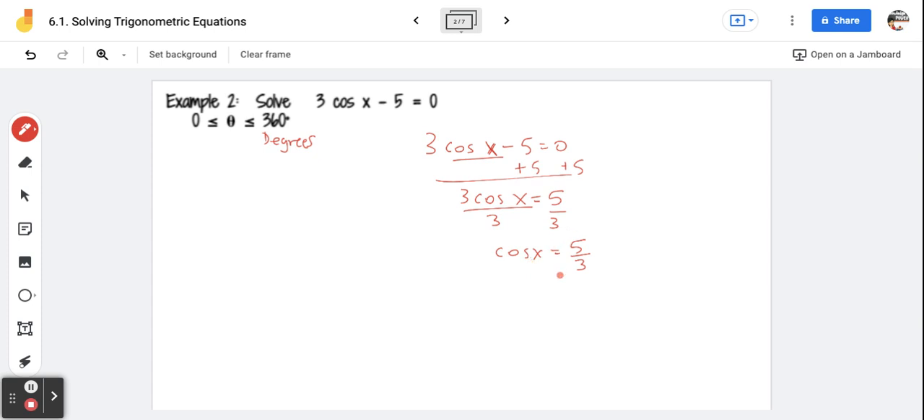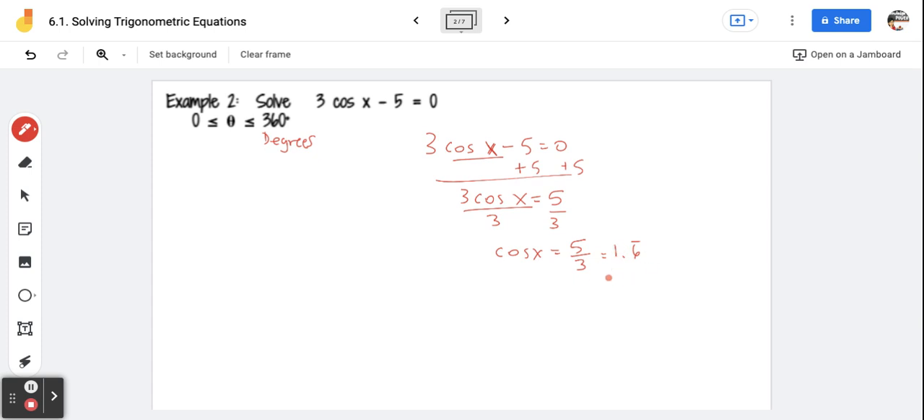All right, so with this one, a couple things. If I were to take the inverse cosine, because this is not a common angle, not one on our circle that we have to memorize, this is one we would use a calculator for. But I don't even really need to use a calculator because remember that cosine can't be bigger than 1. This is actually equal to 1 2/3, which is 1.6 repeating.